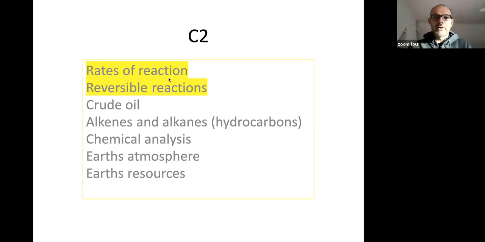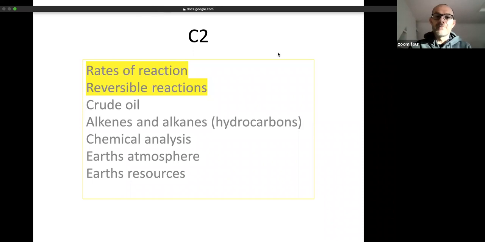So that's the whole of C2: rates of reaction, reversible reactions, crude oil, alkenes and alkanes, hydrocarbons, chemical analysis, Earth's atmosphere and Earth resources. There's some extra bits in there because you're triple. Some of those are a little bit longer. There's much more around hydrocarbons. There's more than alkenes and just alkanes. And in reversible reactions, we have to look at the Haber process as well.